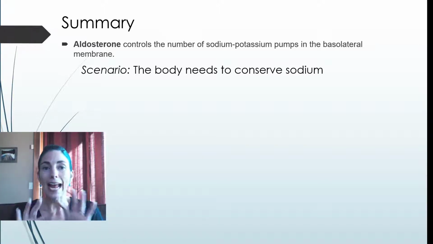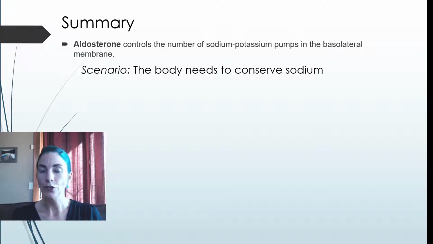So I mentioned that aldosterone is going to control this, and we learned that the number of sodium-potassium pumps is certainly going to affect how sodium is reabsorbed and potassium is secreted. So you can intuit that aldosterone therefore controls the number of sodium and potassium pumps in the basolateral membrane of the distal tubule. Not anywhere else, just of the distal tubule.